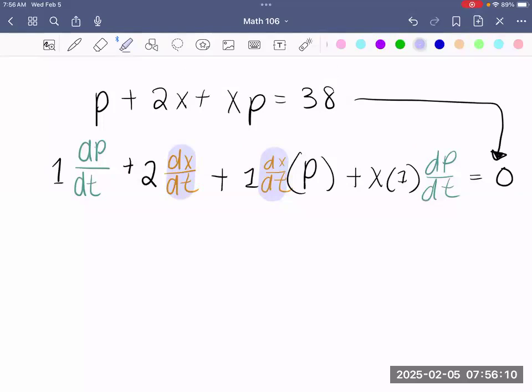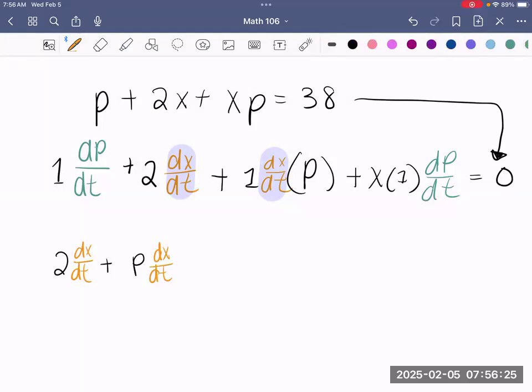So let's get these to one side. That means everything else needs to come over. So you have 2 plus p, and these both have dx dt. And on the other side, we should have subtracted your 1. We should have subtracted your X. And both of these have dp dt.